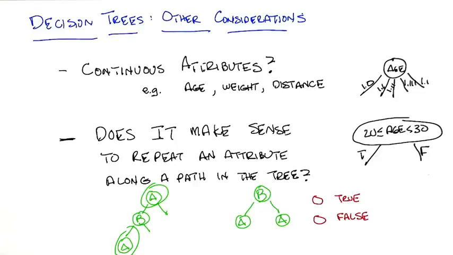So, does it make sense to repeat an attribute along a path in a tree? It seems like it could be no, in that if we're looking at attributes like, is A true, then later we wouldn't ask again, is A true, because we would already have known the answer to that. Right, and by the way, information gain will pick that up for you automatically. It doesn't have to be a special thing in the algorithm.